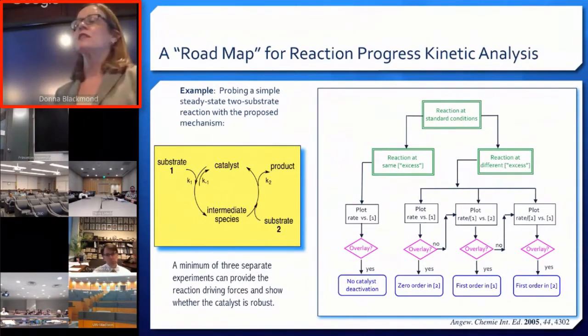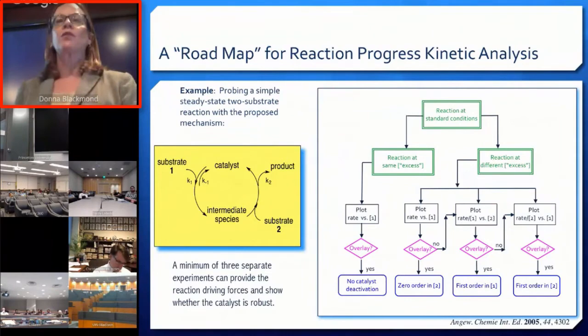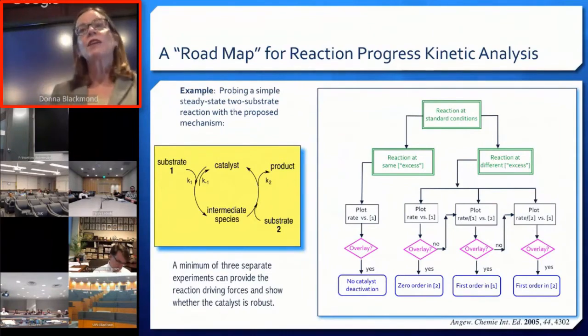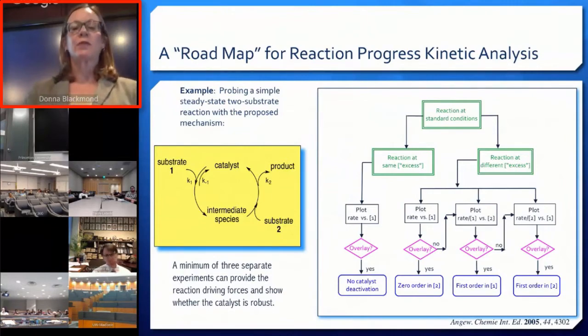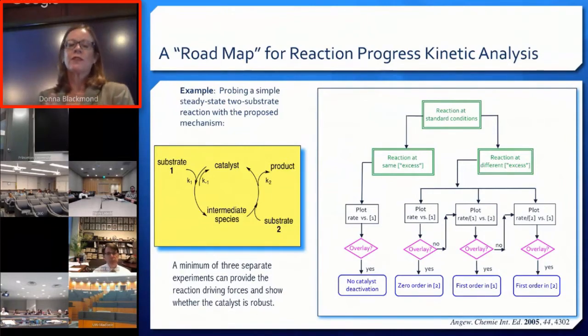That's another feature of this analysis that's not really available in initial rate data, which is to know whether your catalyst does the same thing every time it goes around the cycle, whether it's deactivating, whether it's activating, whether it's changing due to something like product or substrate inhibition. So basically, in very few experiments, you can get this information.